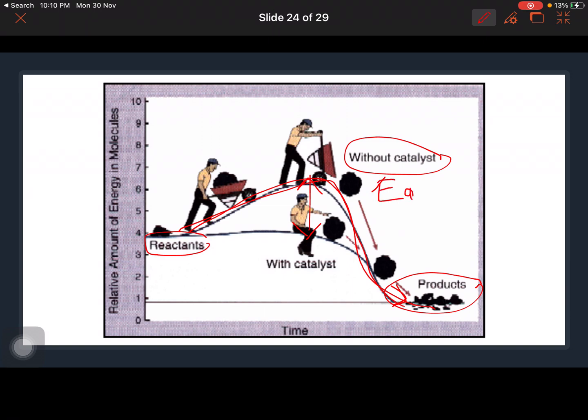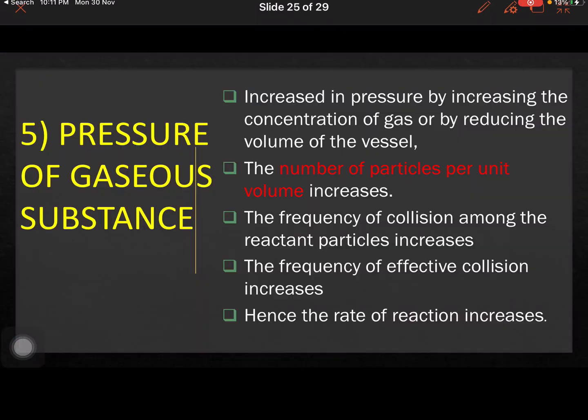Tapi sekiranya ada catalyst, with catalyst, dia akan provide alternative path, shortcut lah, shortcut terus ke bawah, dengan EA yang jauh lagi rendah, EA prime kita panggil. So EA prime ni adalah with catalyst, yang EA biasa tanpa catalyst. Okay, jadi dia akan terus increase in the frequency of effective collision, maka rate of reaction pun akan increases too.